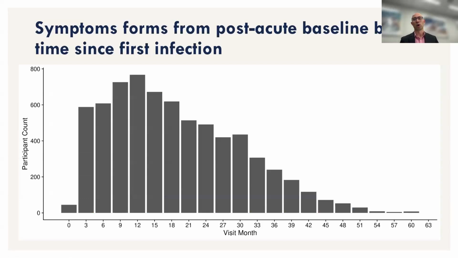This is to show that one baseline bar that was in the previous slide for the post-acute participants. How far are they from a first infection when they come in for that baseline? And as you would expect, it's distributed quite well over time here. So many people come in at baseline close to an initial infection, but also several years out. We can go to the next slide.